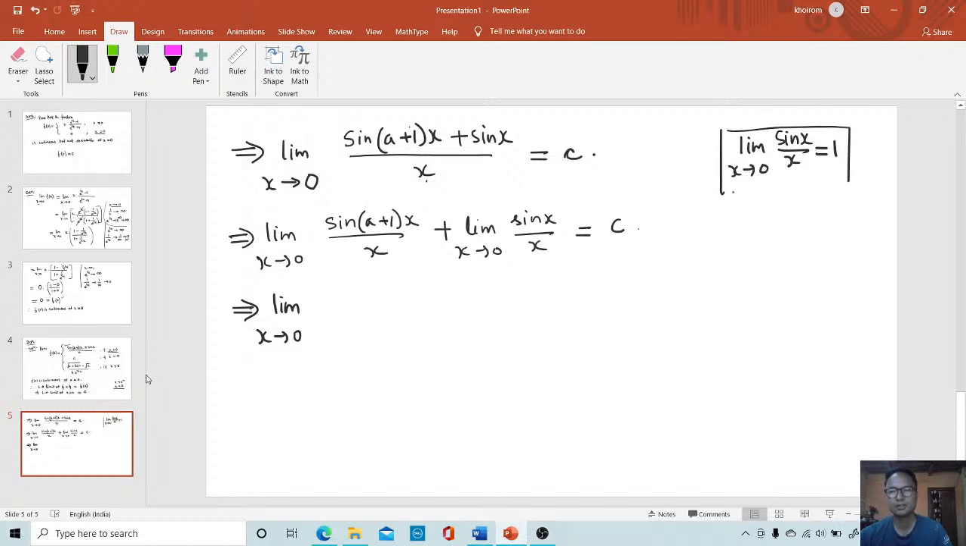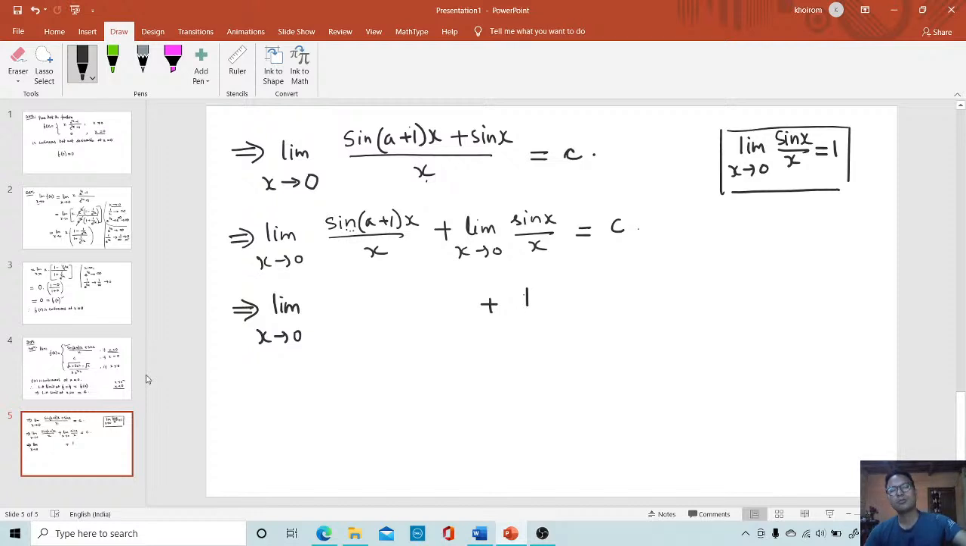is this. Using the formula, it will go like this. Now we have to use this. Now the second term is direct, the value of the second term is 1. But here, the question arises.